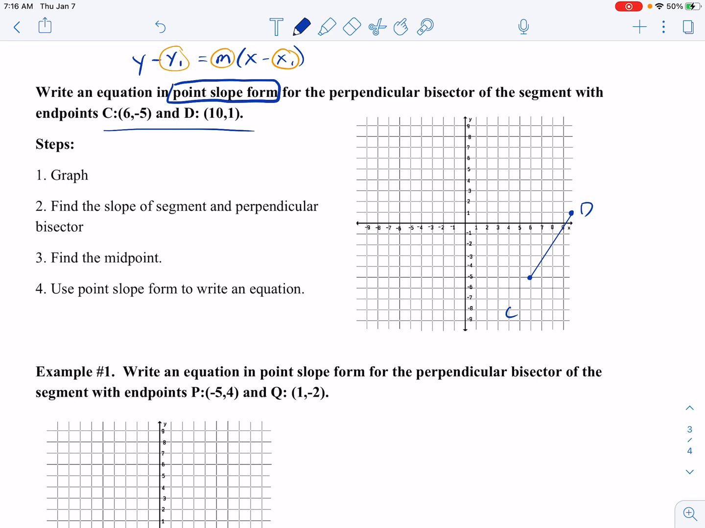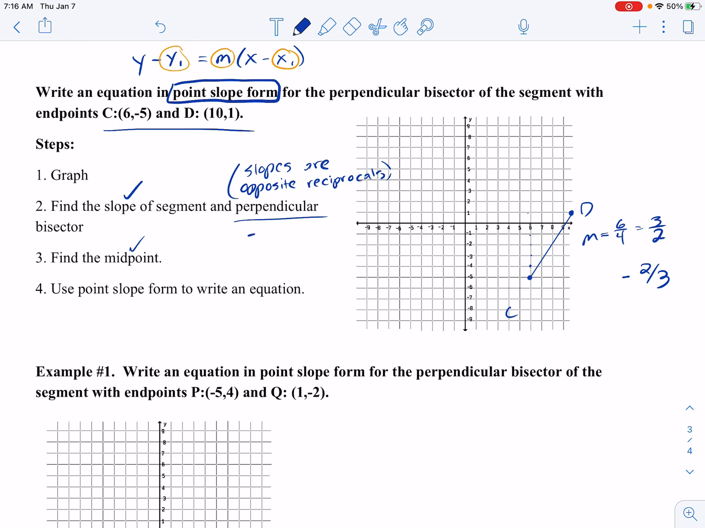So we need to find two things. We need to find the slope of this segment, because then we can find the perpendicular line. And then we need to find the midpoint. So let's first find slope. That would be up 1, 2, 3, 4, 5, 6. To the right, 1, 2, 3, 4. So this is a slope of 6/4 or 3/2, which means the slope of the perpendicular bisector is going to be the opposite reciprocal. Perpendicular lines, slopes are opposite reciprocals.